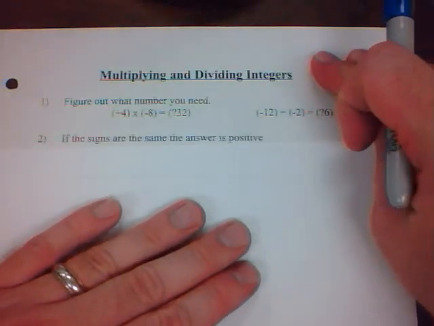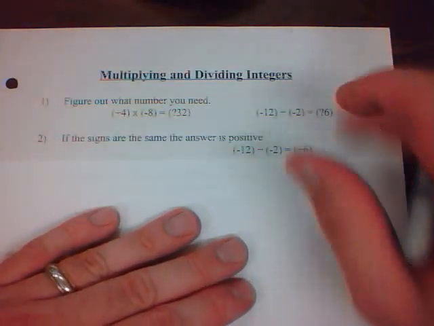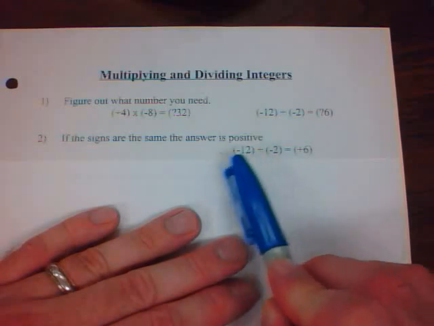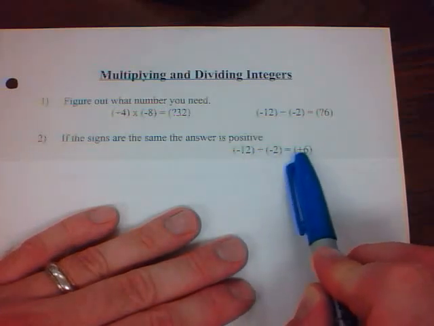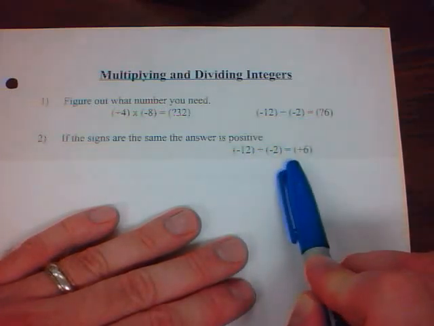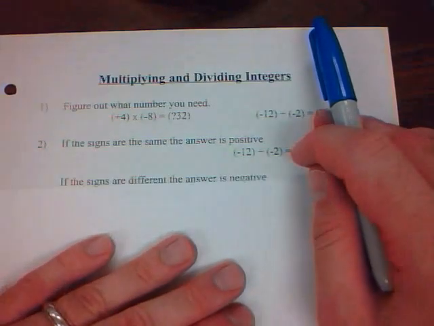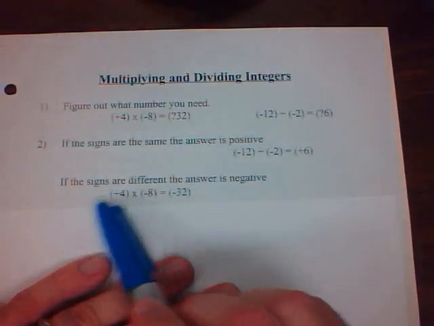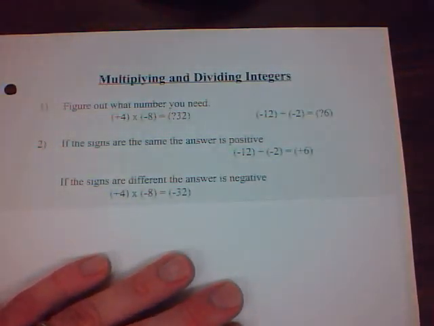Step 2. If the signs are the same, the answer is positive. In that case, it's a negative divided by a negative. The signs are the same. You end up with positive 6. That's this question. Positive 6. If the signs are different, the answer is negative. These two signs are different. You end up with a negative answer.